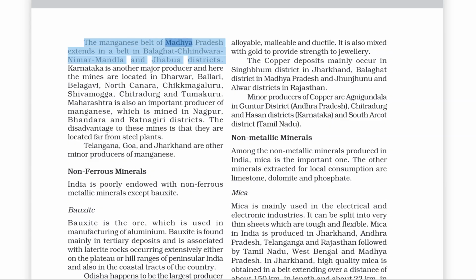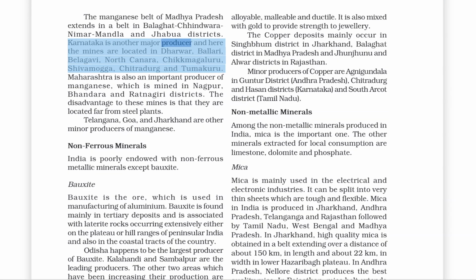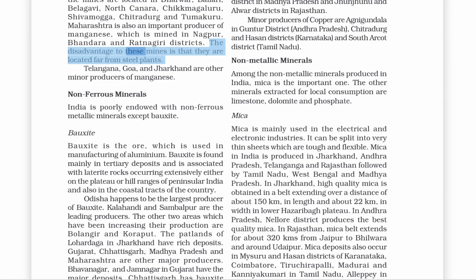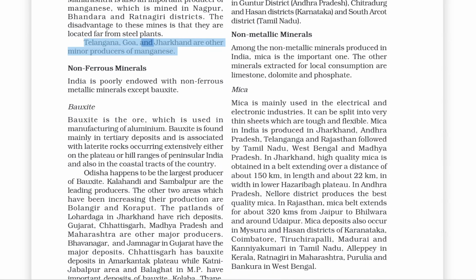The manganese belt of Madhya Pradesh extends in a belt in Balaghat, Chhindwara, Nimar, Mandla and Jhabua districts. Karnataka is another major producer, and here the mines are located in Dharwar, Ballari, Belagavi, North Kannada, Chikkamagaluru, Shivamogga, Chitradurga and Tumakuru. Maharashtra is also an important producer of manganese, which is mined in Nagpur, Bhandara and Ratnagiri districts. The disadvantage to these mines is that they are located far from steel plants. Telangana, Goa and Jharkhand are other minor producers of manganese.